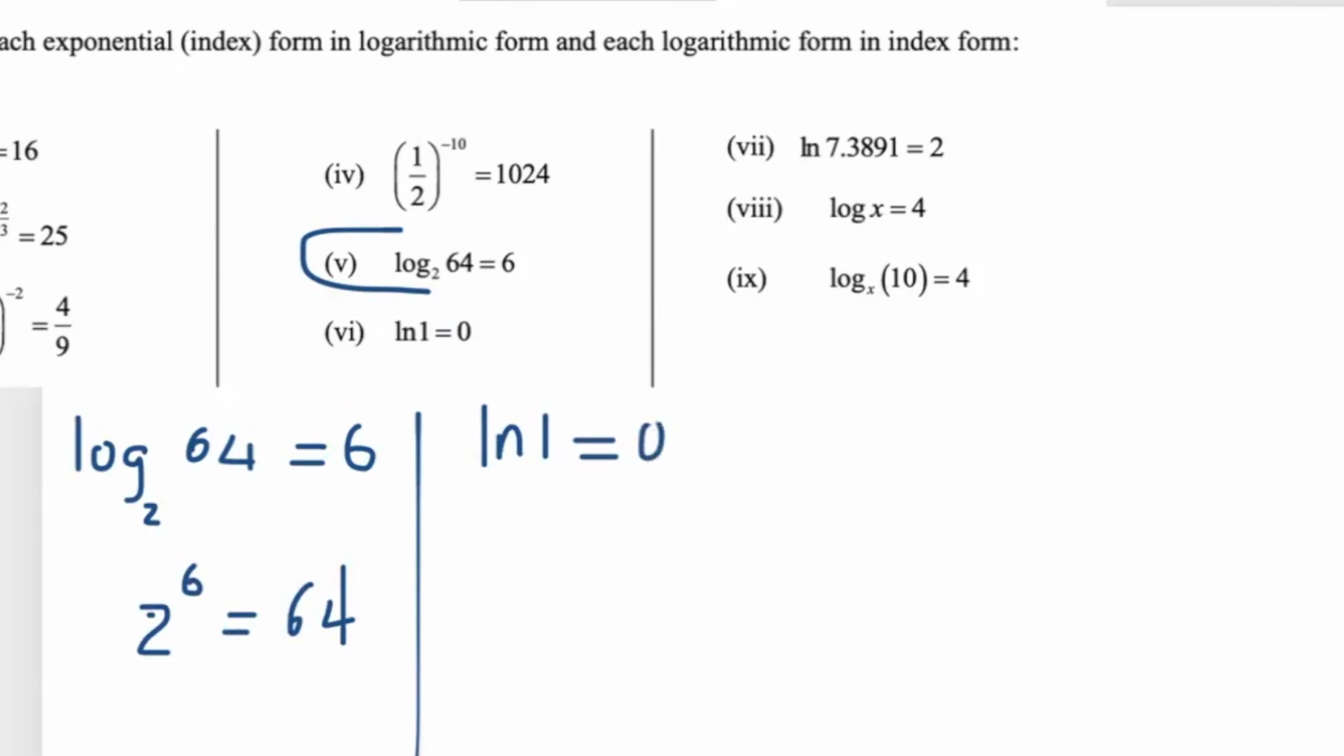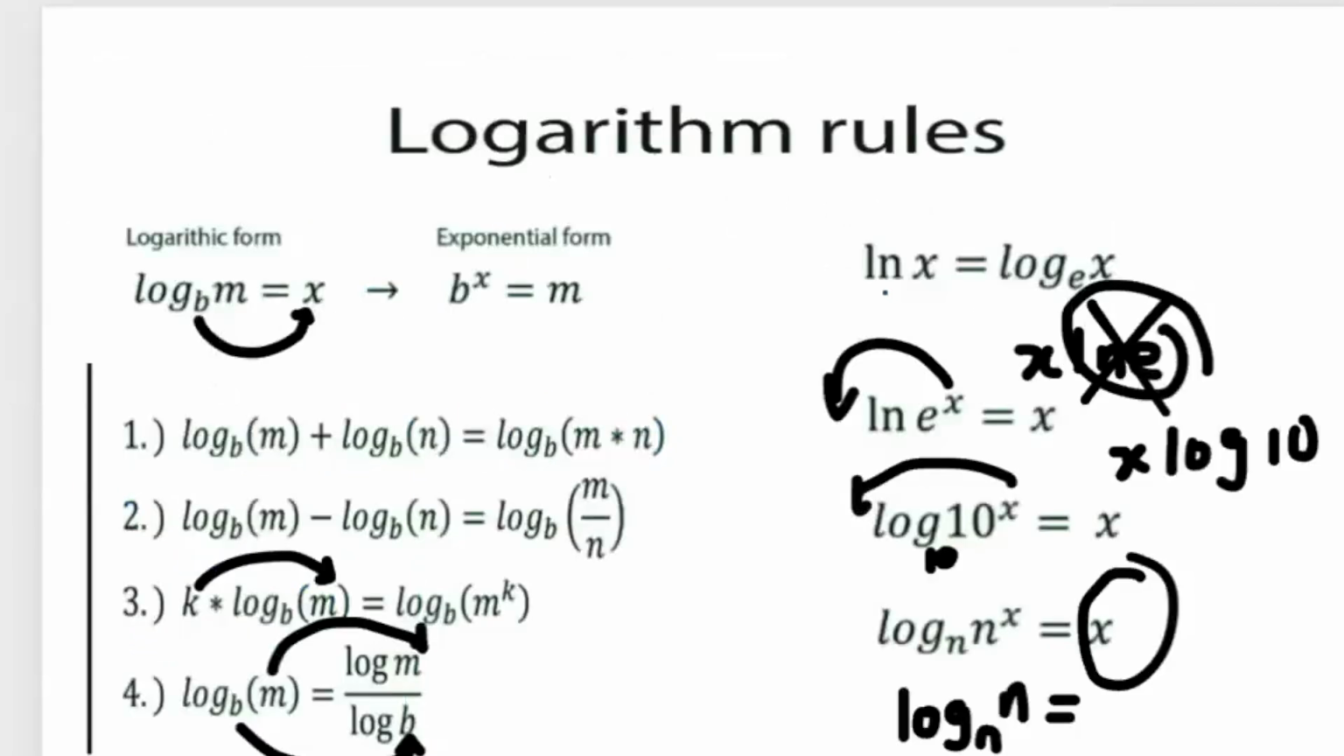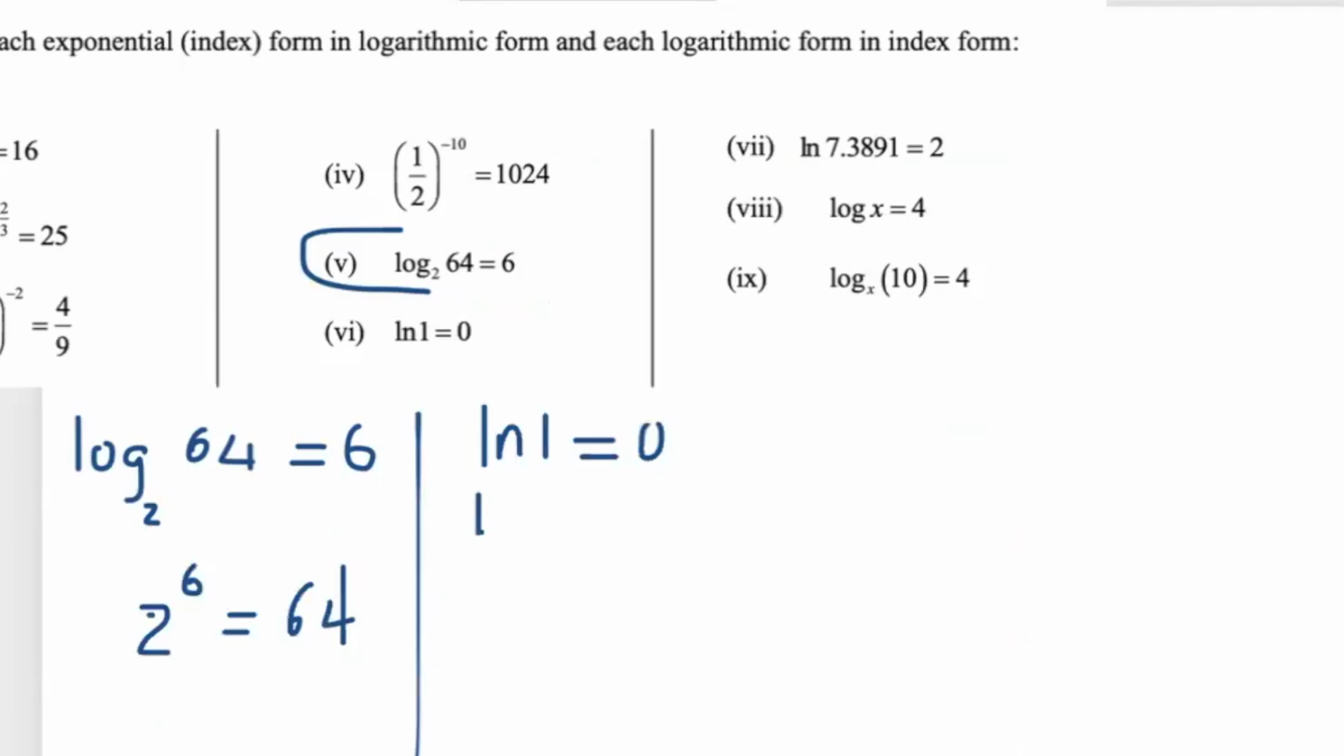Remember, from the rule, I said ln is the same thing as log base e. So this is where I change ln to log base e, so we can clearly see the base. So we have ln being changed to log base e, and now we write it in exponential form. So e is the base, 0 is the power, and then it's equal to 1.